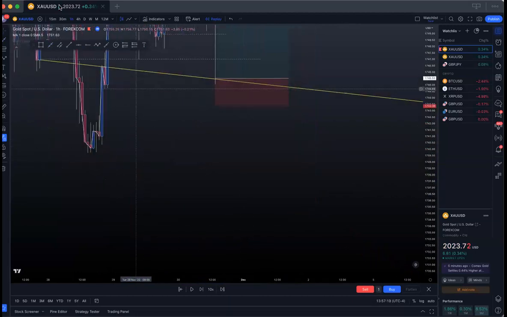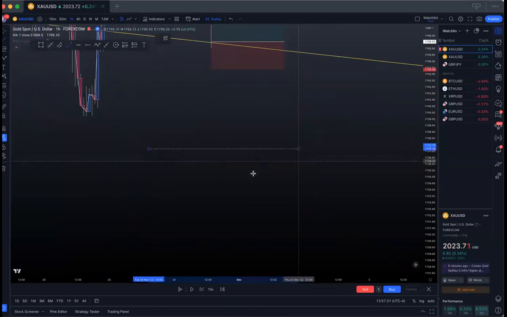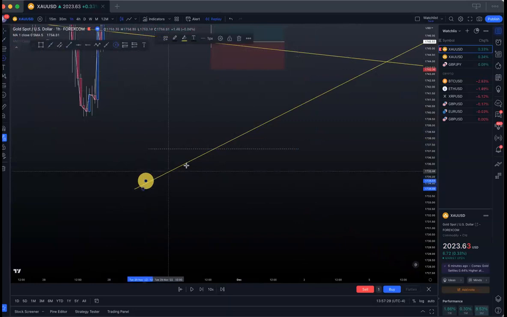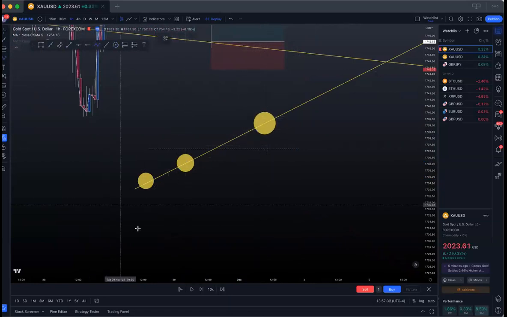So for example, if your resistance is here, your trend line is right there, tap one, tap two, for example, tap three must be above this resistance. You understand? So it's got to be like this. Yes, I see it.